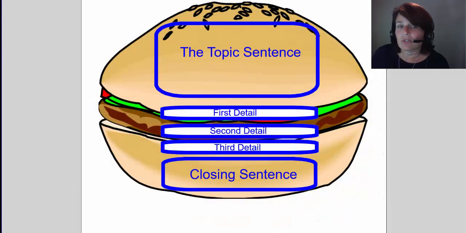The graphic organizer is simple. A hamburger bun represents the opening and closing sentences. These two are closely related, and the use of the bun helps students to remember this. I would then explain detail sentences to the students.